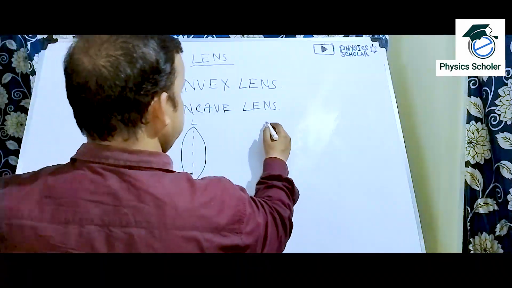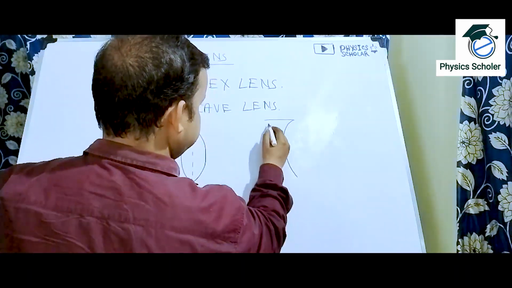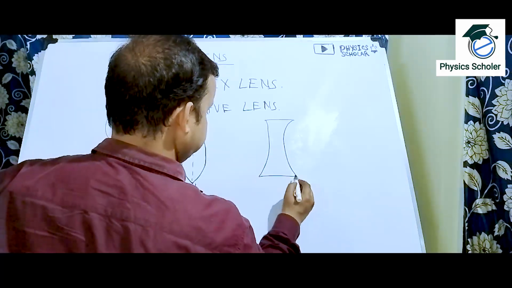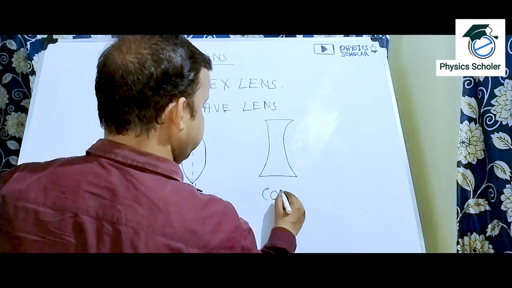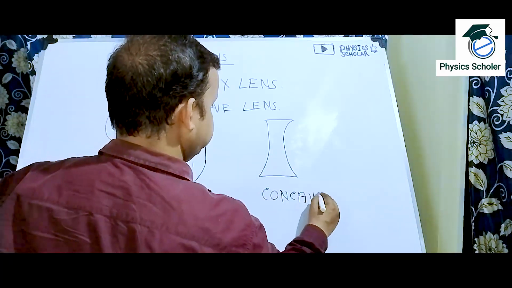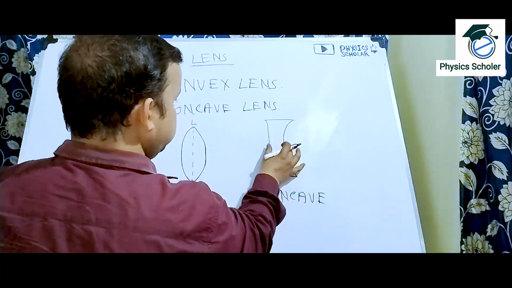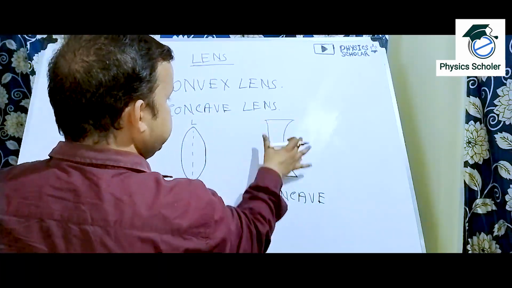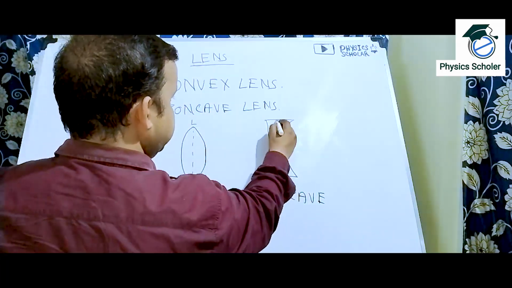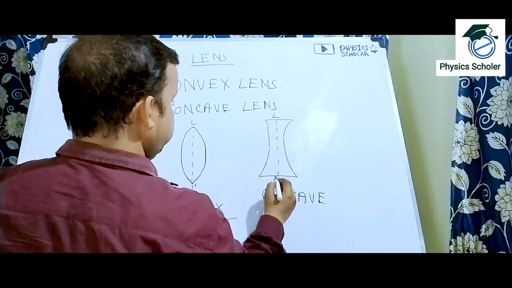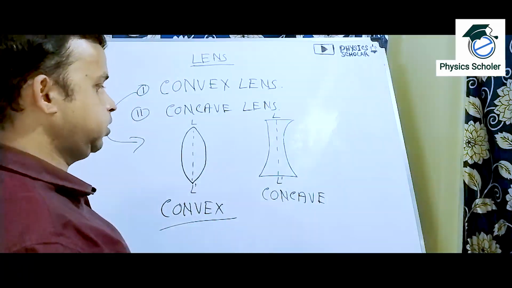And what is a concave lens? This is concave. The lens which is thinner at the middle but thicker at the two ends. Thicker at the two ends. So this lens is known as the concave lens.